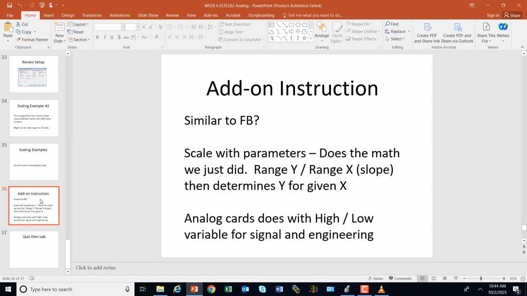So it basically says, like I said, it's doing the analog cards, that was the high-low variable for the signal, and then the engineering just ratios everything, figures out your slope and everything like that. So hopefully you understand that math that we just went over, so that when you start trying to figure out what's going on with these thermocouple cards, with these analog cards, with these temperature transmitters and everything like that, you know, this is some of the math that is going on.